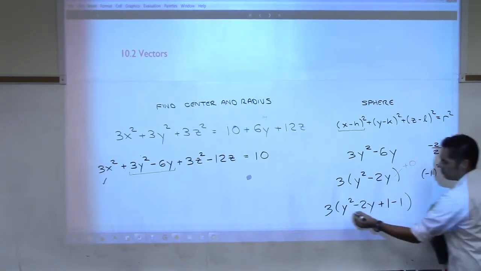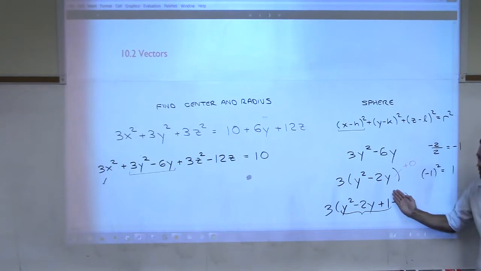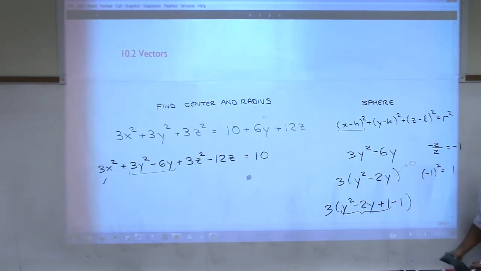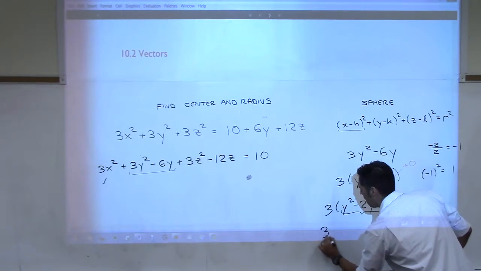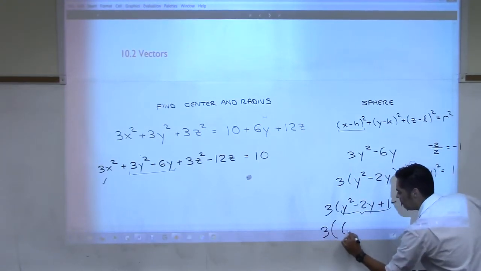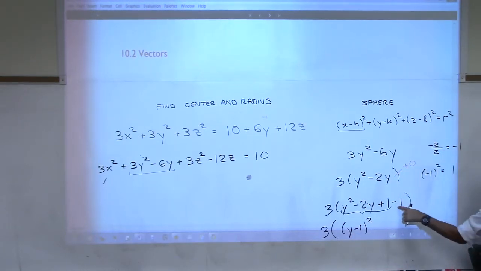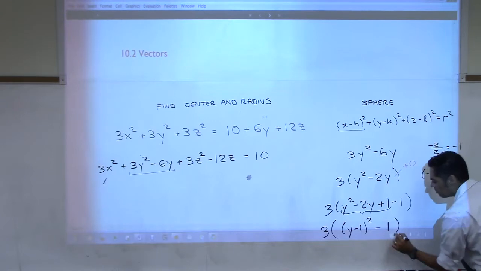Now, these first 3 terms are guaranteed to be a perfect square trinomial, which will factor out to be y minus 1, that quantity squared. So I'm going to rewrite this, 3. Still have that 3 there, right? Okay, but these 3 become y minus 1 quantity squared. And I still have -1 here, close the parentheses.